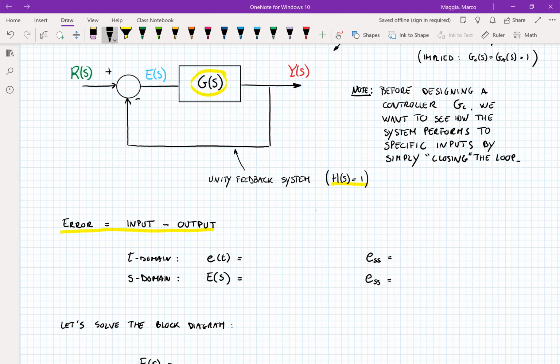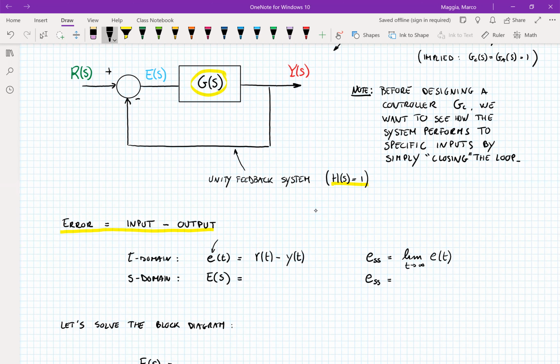In the time domain, we can write it as e of t. I'm always using small letters when we are in the time domain. That is r of t minus y of t, input minus output. And the steady state value for the error, well, we saw it in part 1. It's just the limit for time that goes to infinity of the function e of t. As simple as that.